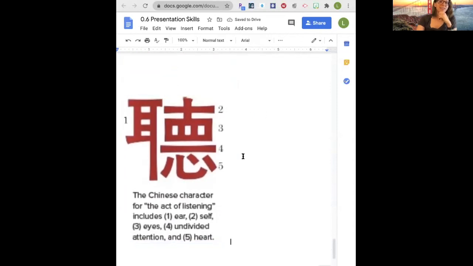I love this because it includes the ear, where we actually listen. It includes the self, our whole body. It includes the eyes and the undivided attention, meaning you are focused just on the speaker. And it also includes the heart, where a lot of our emotional processes and maybe even cognitive processes take place, right? The heart of what's being shared.